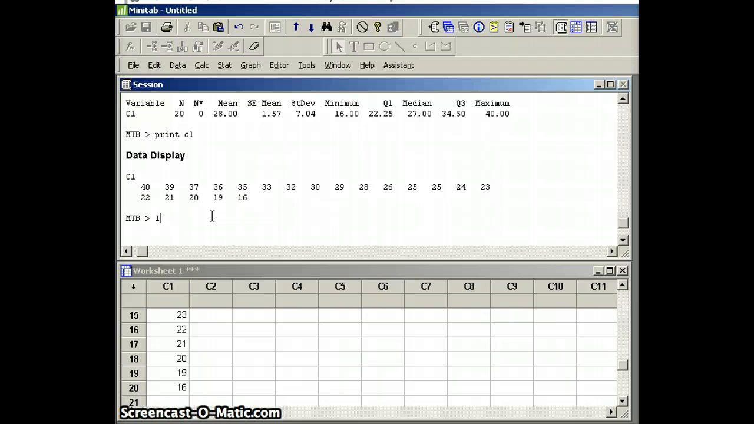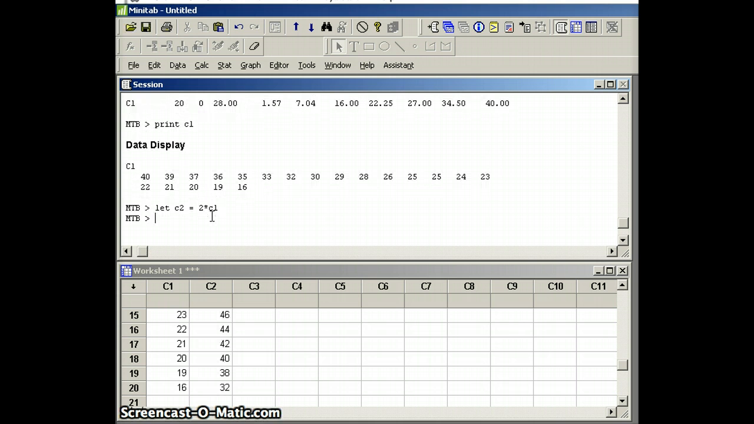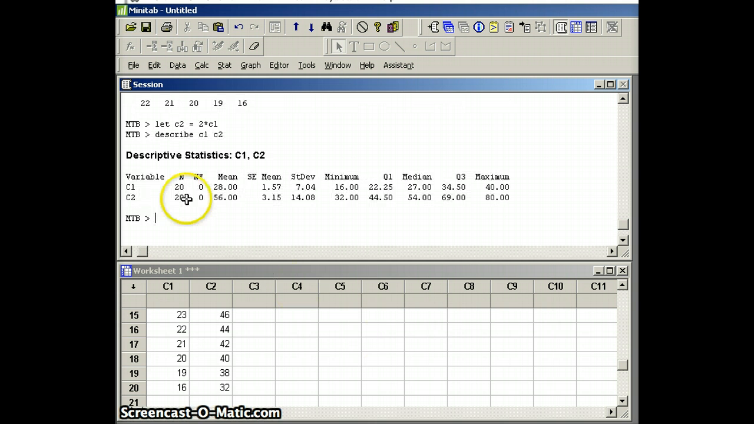If we doubled all those numbers and we said let C2 equal 2 times C1, we get a different set of numbers, and you know what those would look like. What would their descriptive statistics look like? So we're going to say describe C1 and C2. You will notice the mean went from 28 to 56, so the mean doubled. The standard deviation went from 7.04 to 14.08, so the standard deviation doubled as well.